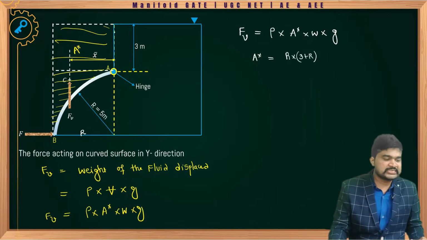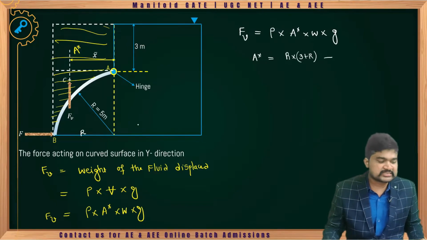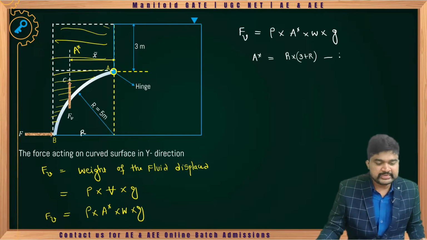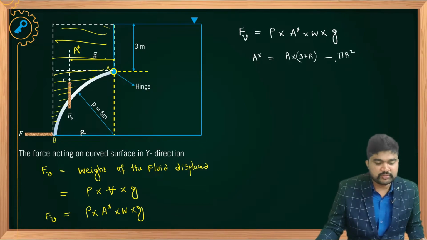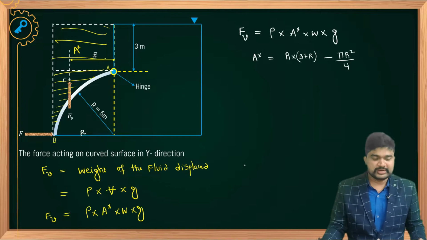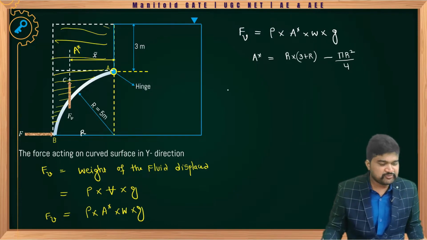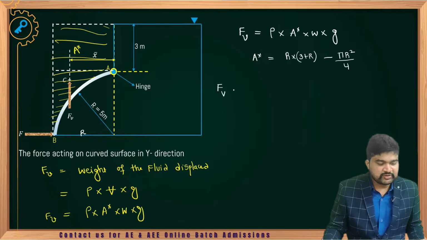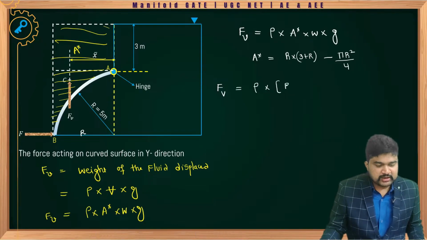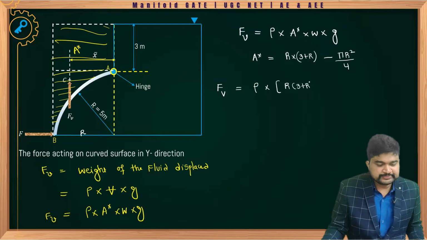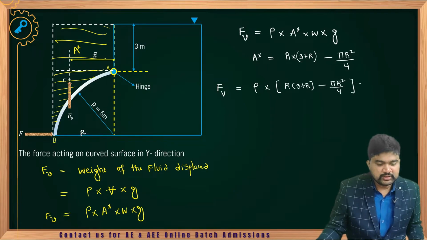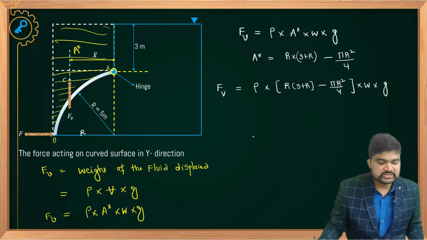That is the area of the rectangle minus the area of the quadrant circle, minus pi R square by 4. Pi R square by 4. Clear na? Now this is A star. Width of the gate is 1 meter. Finally, what is Fv? Fv is equivalent to density into R into 3 plus R minus pi times R square by 4, width of the gate, into g.